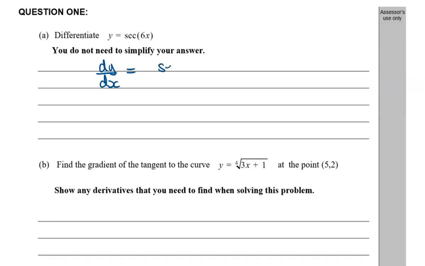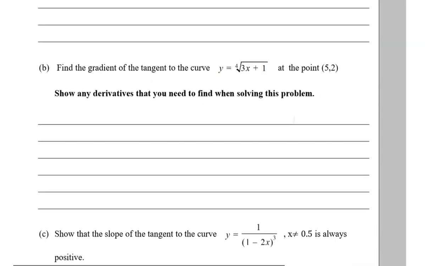So sec goes to sec tan, that's on your formula sheet, and the 6x in it means that we have to multiply the front by the derivative of what's inside. That's the chain rule, so it's 6 sec 6x tan 6x.